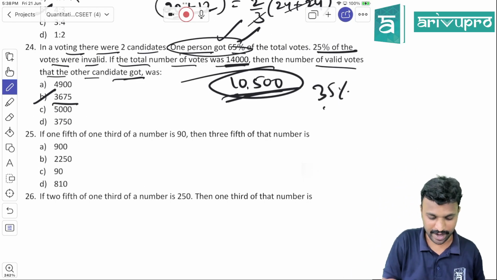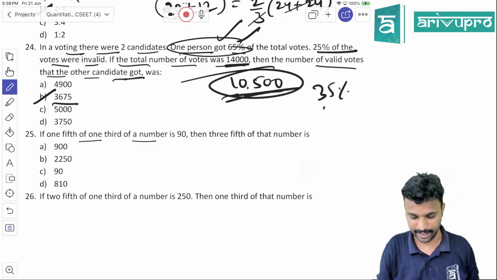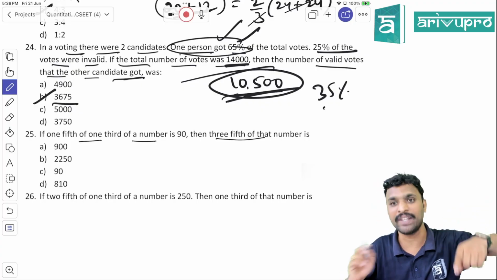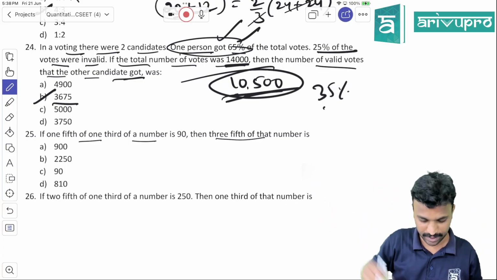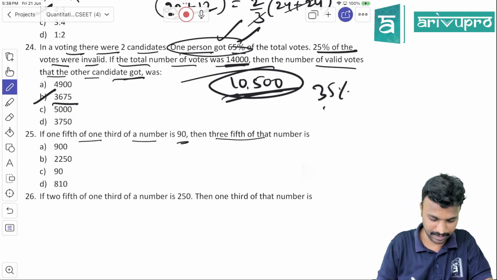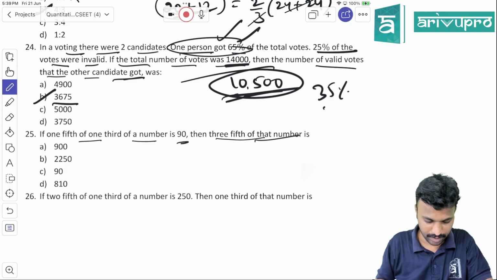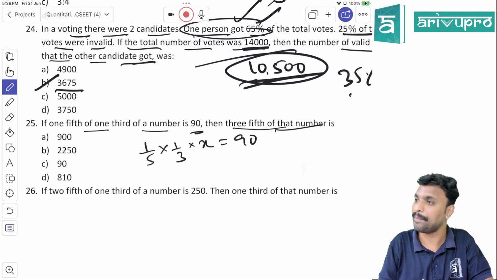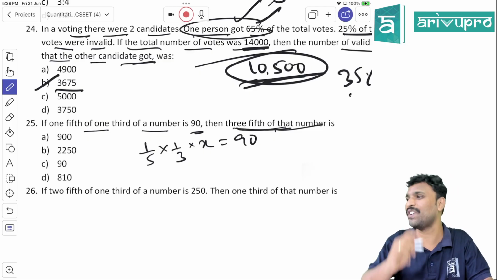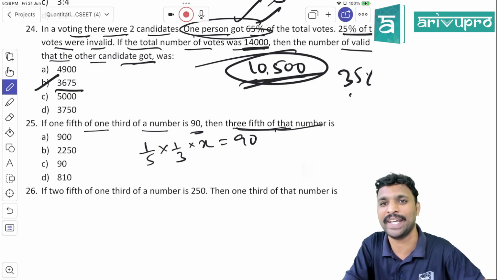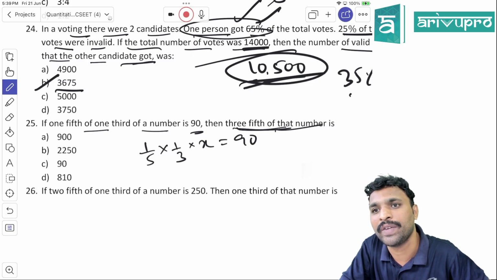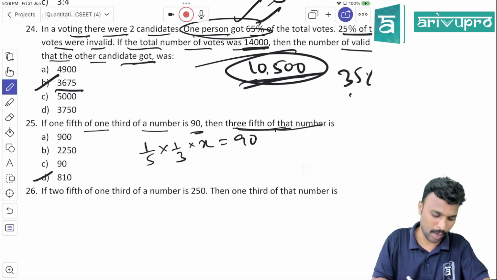Look, if 1/5 of 1/3 of a number is 90, would you disturb the 1/5 on the left hand side? No, keep 1/5, only take 1/3 to the right hand side. 1/3 becomes 3 into 90, 270. But 270 is not there in the options, right? They're asking for 3/5 of the number. 1/5 of the number is 270. 3/5 of the number is 3 times 270. What is 270 into 3?